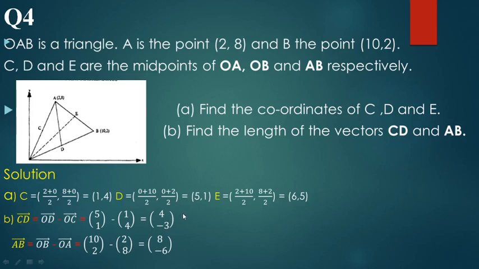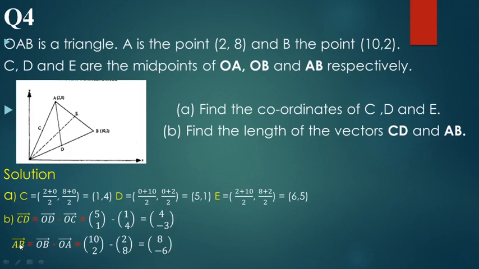So the CD length, which is the modulus, will be the square root of 4 squared plus negative 3 squared. That is 4 squared is 16 plus 9, which gives you 25. And the square root of 25 is 5. So the length of CD equals 5 units.